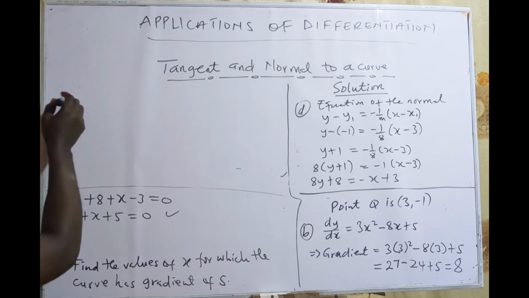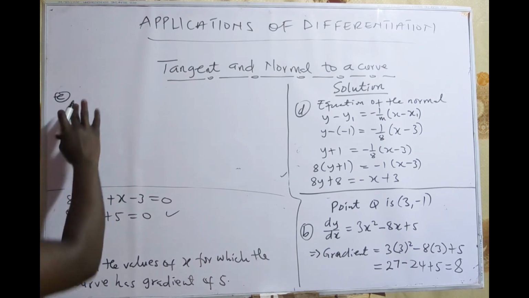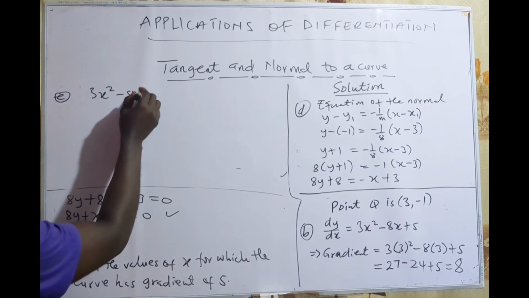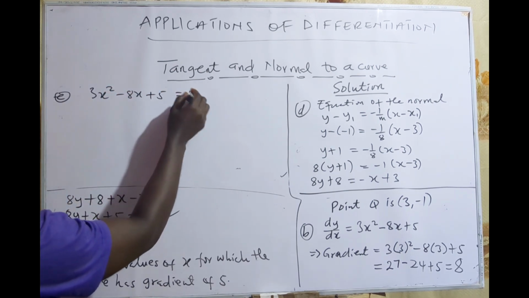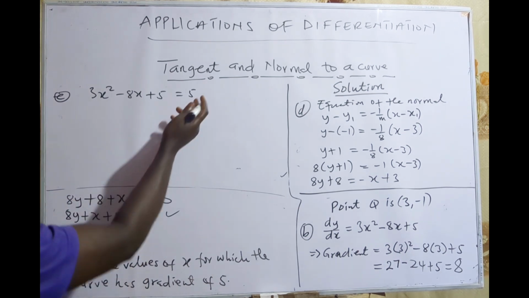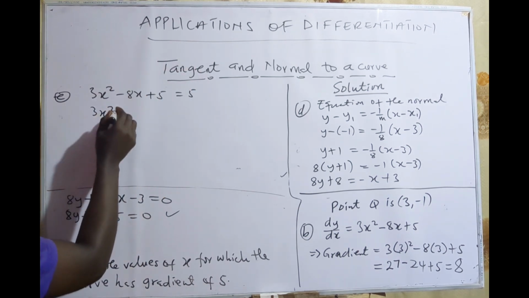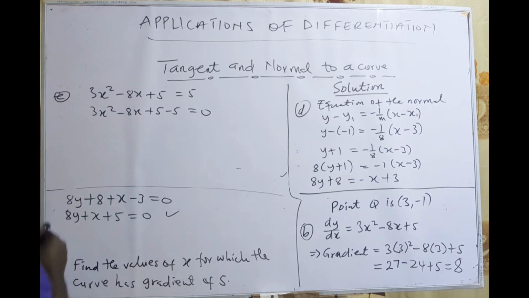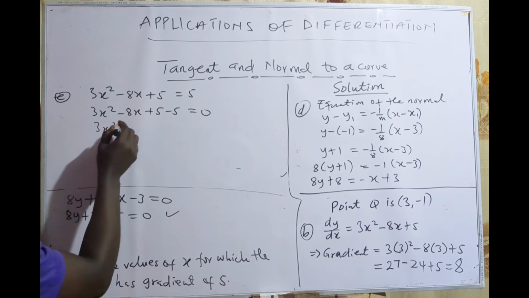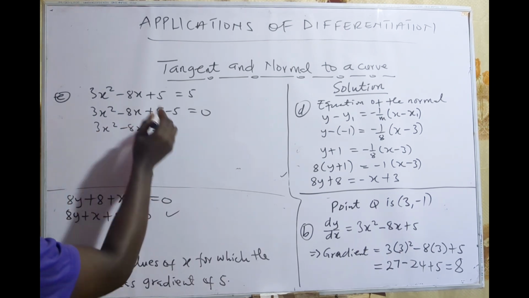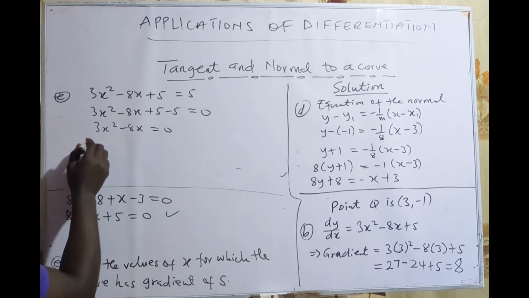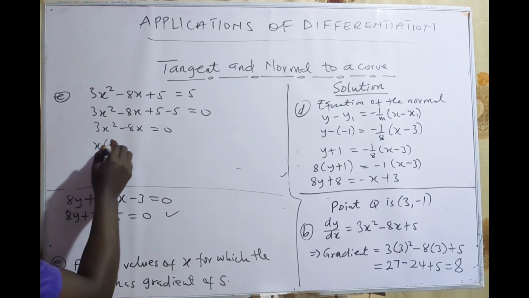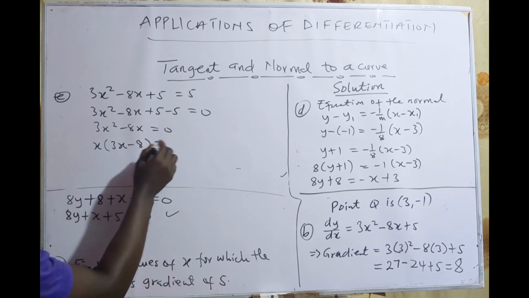Alright. So it means that what is the gradient function? 3x squared minus 8x plus 5 equal to 5, and then you find the values of x. So you bring this one this side, so you have 3x squared minus 8x plus 5 minus 5 equal to 0, because we are going to the quadratic. You have 3x squared minus 8x equal to 0. 5 minus 5 is 0. Then you factorize. What is the common factor? That will be x. I have x times 3x minus 8 equal to 0.